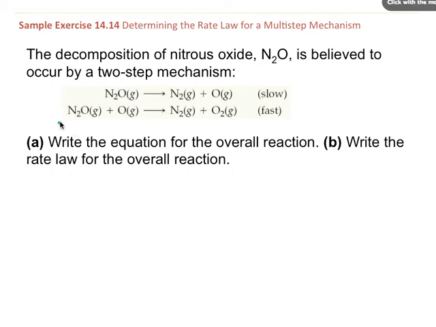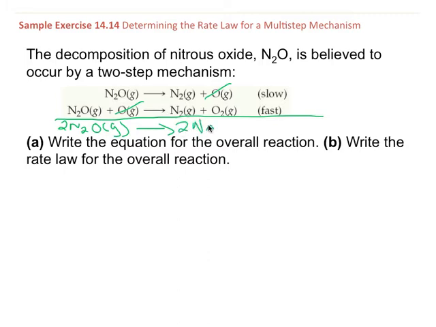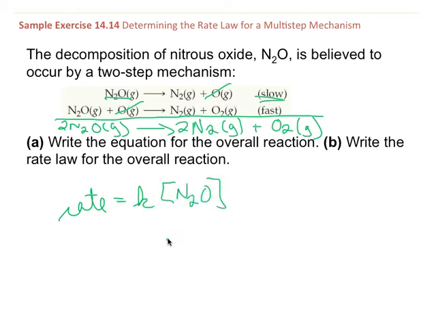Okay, so writing the equation for the overall reaction, this is the intermediate. I have 2 dinitrogen monoxides decomposing to 2 nitrogen molecules and an oxygen molecule. That's the overall equation. The rate law is dependent on the slow step, so the rate is equal to the constant times the concentration of dinitrogen monoxide.